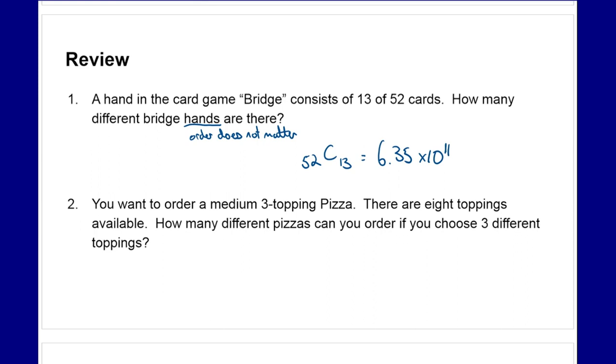You want to order a medium 3-topping pizza. There are 8 toppings available. How many different pizzas can you order if you choose 3 different toppings? Again, we're choosing 3 different toppings. The order doesn't matter. They're all going on the pizza. It's still going to give us the same pizza, regardless of whether we put the pineapple on before the ham or before the hot peppers or something like that. Right? So the order doesn't matter in this case. So we have 8 total toppings. We're choosing 3 of them, which will give us 56. Not 52, 56. So there are 56 different pizzas that we could order.